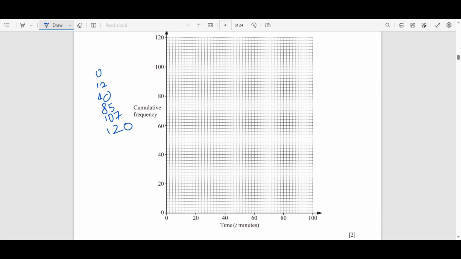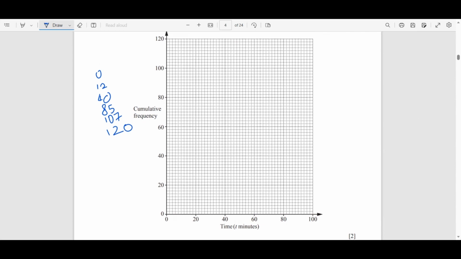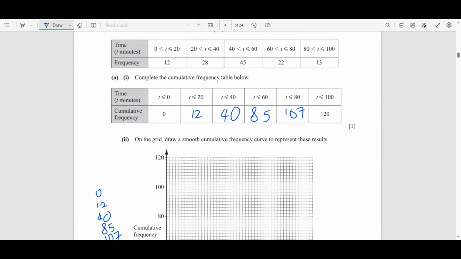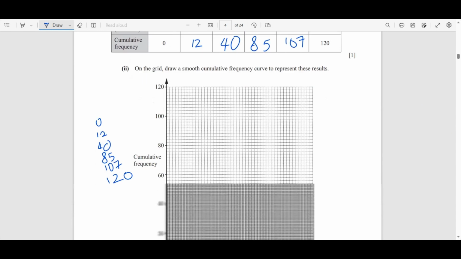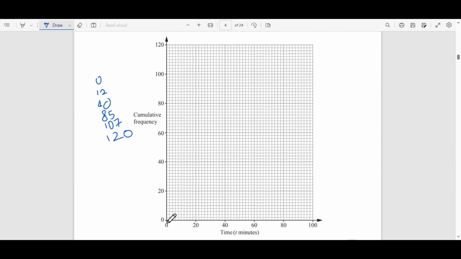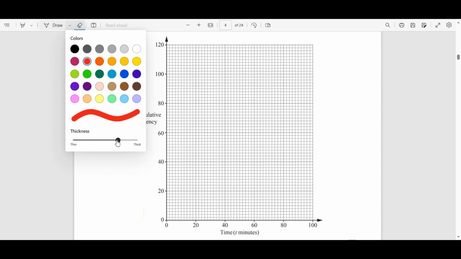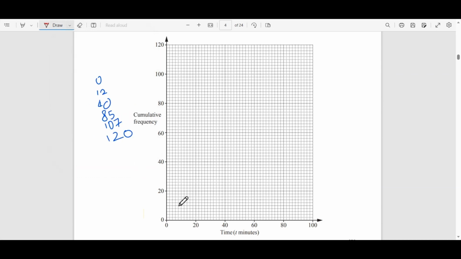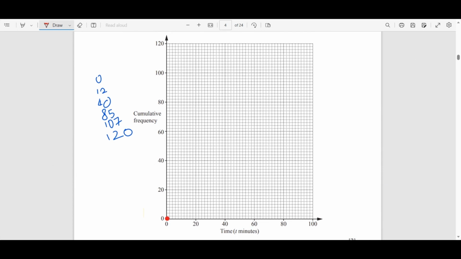Let's zoom out a bit. If you remember, 0 was the number of people who took less than 0 minutes. If that's 0, you need to make a spot right here. So 0, 0 is my first point. Because I'm explaining how this is done, let me quickly go back.